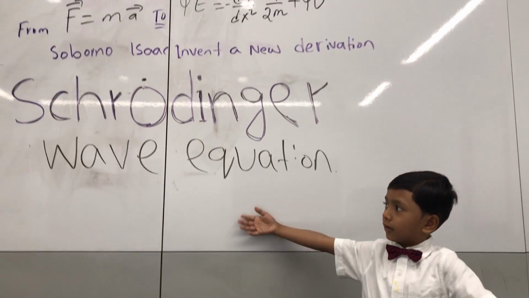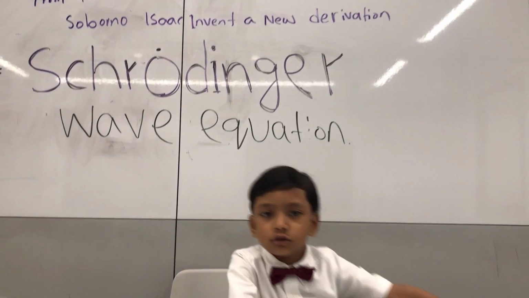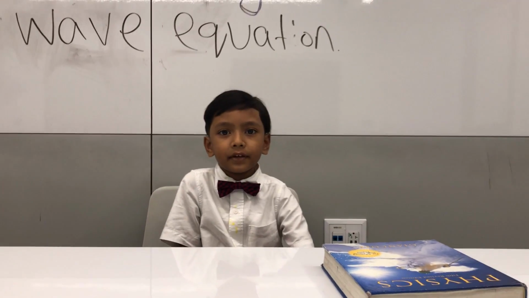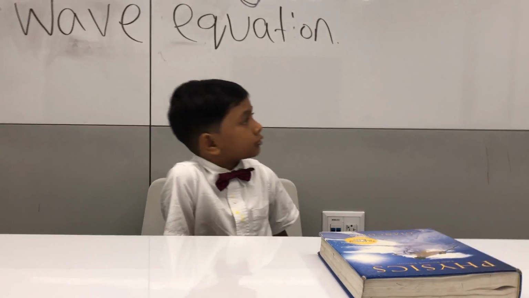Schrodinger wave equation. Let me tell you a story. The Schrodinger wave equation, invented by Austrian physicist Erwin Schrodinger, who won the Nobel Prize in 1933, set the foundation of quantum physics immediately. Bad news is that quantum physics is kind of hard, and Schrodinger's wave equation is even harder.